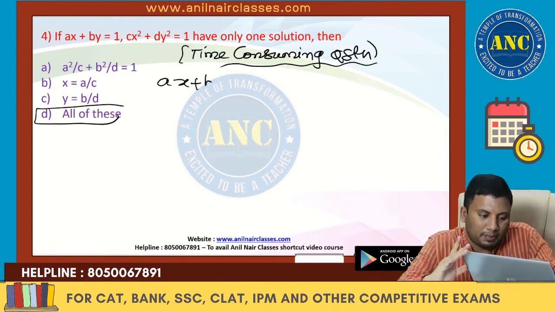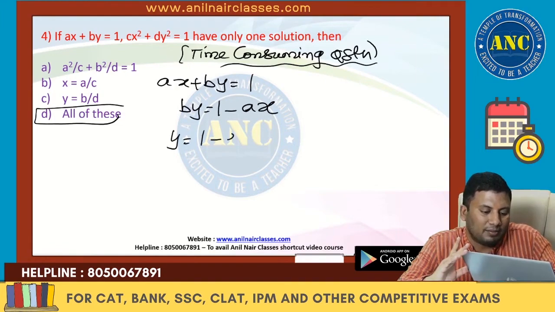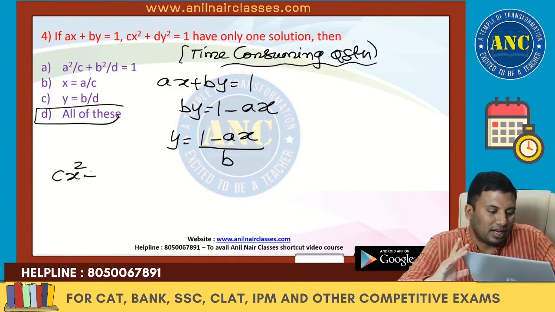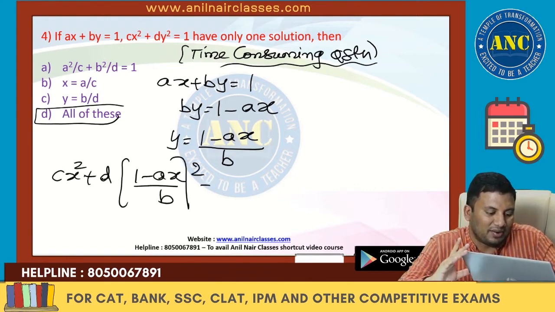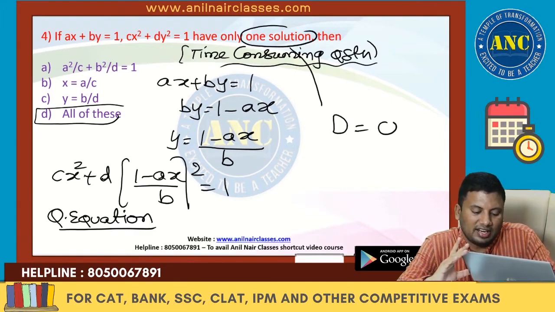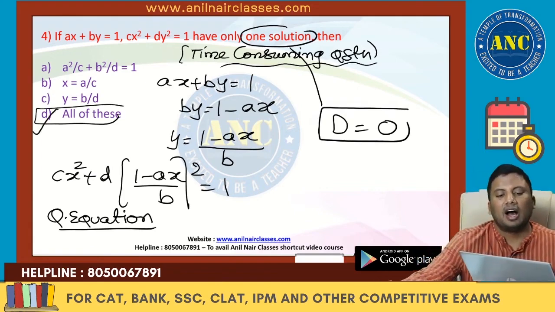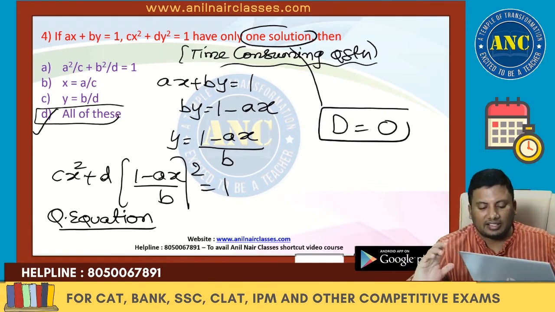So ax plus by equivalent to 1. By equivalent to 1 minus ax. Y is nothing but 1 minus ax by b. Cx square plus d into 1 minus ax by b whole square equivalent to 1. You will get a quadratic equation. It has got only one solution, so discriminant equivalent to 0. From this you will get the answer as all of this. Simplify this, you will get the answer of all of this.